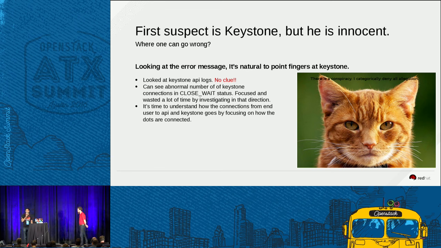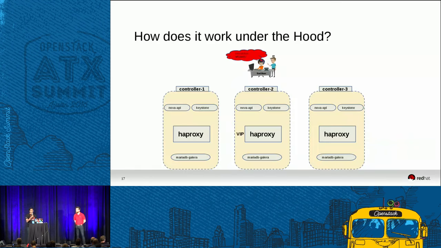At the end, we thought it's not good to just concentrate on Keystone because Keystone may not be the culprit here. So again, we took a step back and tried to understand how the environment works, how the connections work. On a default deployment using Red Hat OpenStack Platform Director, we are going to get three controller nodes, controller 1, controller 2, and controller 3. And we are going to run most of the OpenStack services active on these three nodes. On each and every API service, we do have an HAProxy load balancer. And the three nodes also act as MariaDB Galera database service.